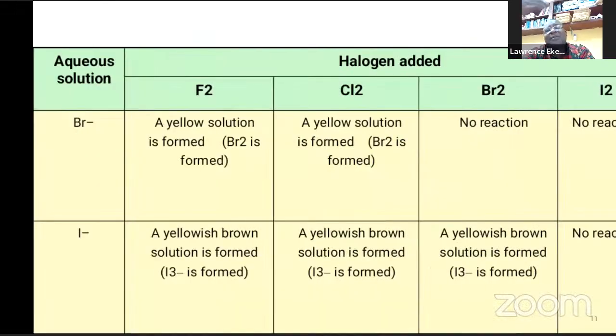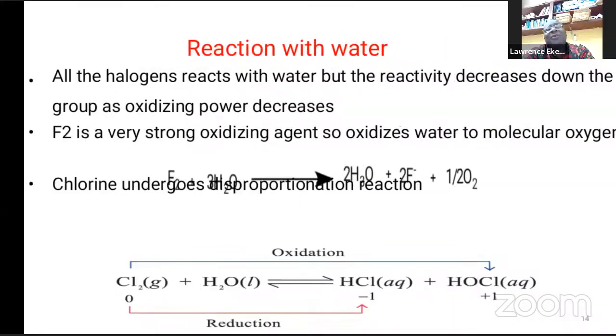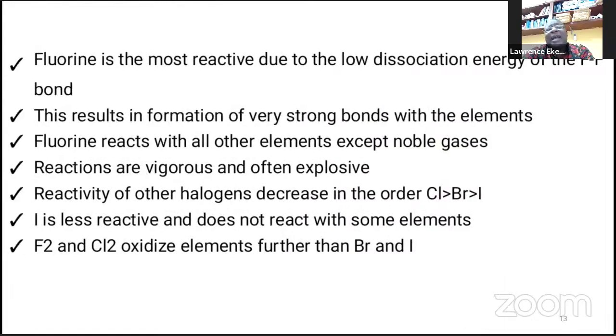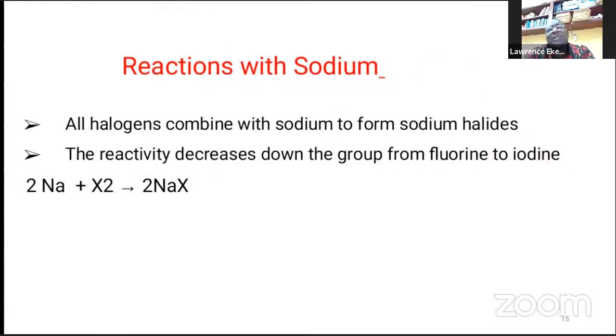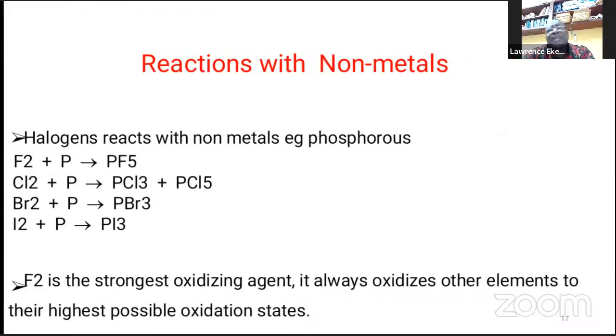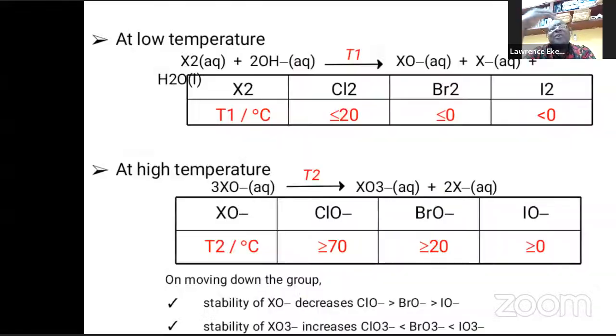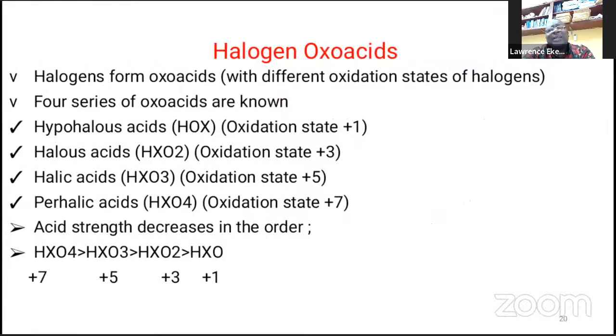We've talked about reactions with water, with the alkalis, with hydrogen, and all the other reactions. But the important thing that you must note here is that the reactivity decreases down the group. Most of the reactions of fluorine, because they are very fast and vigorous, are often explosive, and this reactivity decreases down. So we've talked about reaction with water, sodium, hydrogen, non-metals, alkalis, reactions with each other, and the different types of oxoacids.